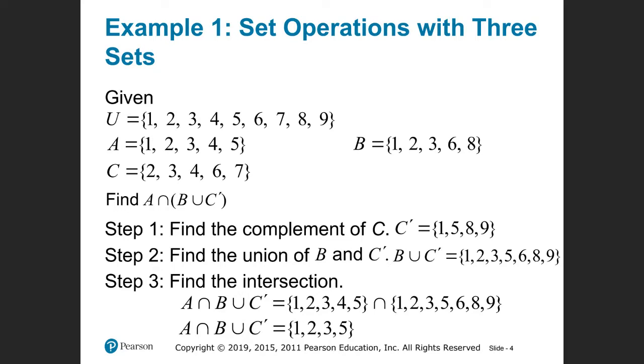Next, we work inside the parentheses. We find the union of B and the complement of C. So combining those two sets, we get 1, 2, 3, 5, 6, 8, and 9. And even if an element is in both of these sets, we only list it one time. Finally, we find the intersection. You can see on this first line of step 3 that we have all the elements of A listed and all the elements of B union complement of C. So finding the intersection, we find only those elements that are in both of the sets, which are 1, 2, 3, and 5.